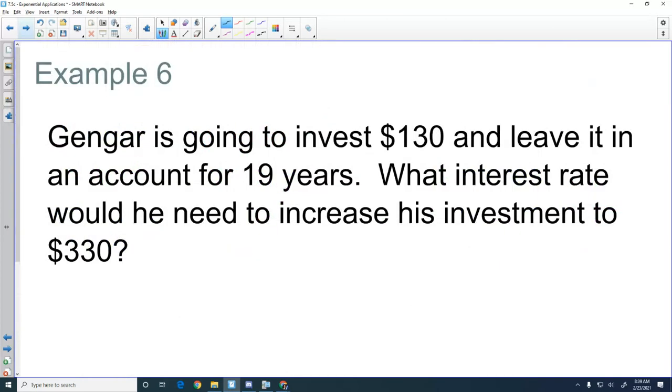Here's our last one. Gengar is going to invest $130 and leave it in the account for 19 years. And he needs to know, what should the interest rate be? Like, is he looking at different banks and checking out their interest rates? He's like, all right, what's the best interest rate that I can get to make sure that I can raise that account to $330 in 19 years?